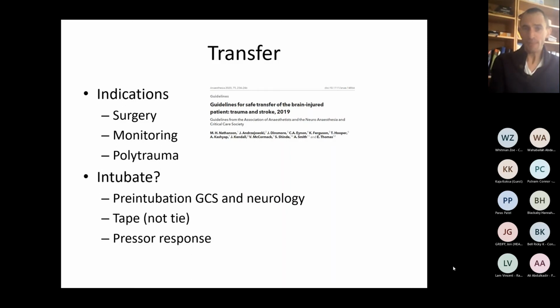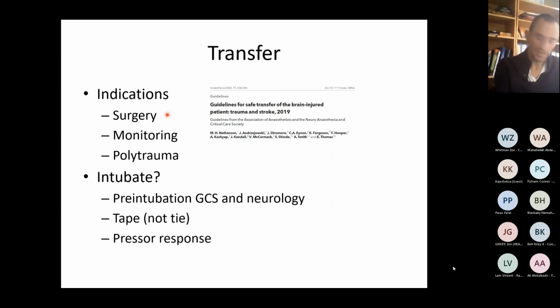So in the chat just before I started, we said we were going to talk a little bit about guidance for transfer and when we should transfer these patients. So we're going to transfer a patient for 3 reasons really. Either to have their definitive surgery. So patients, for example, might need to have a hematoma evacuated. They may need to have other surgery to reduce the pressure in their head.